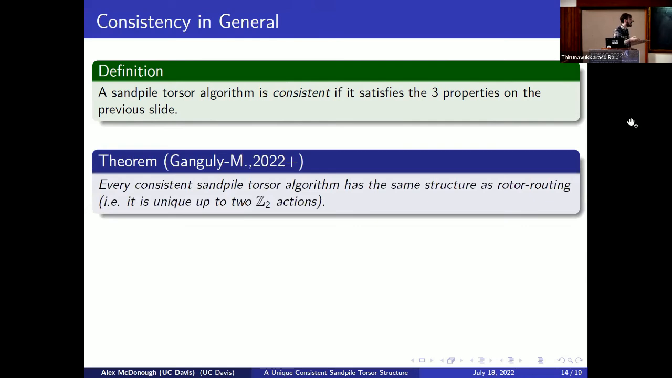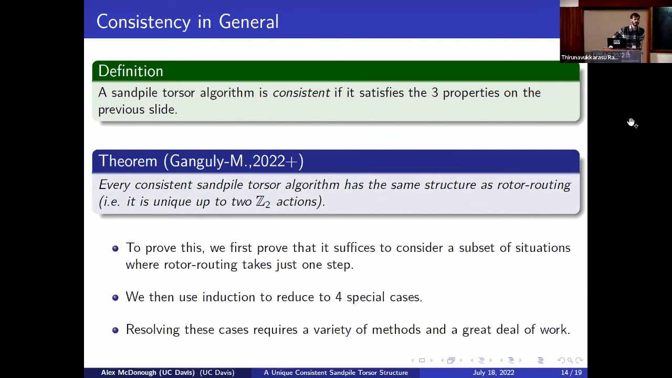So here's the big theorem: in fact, this is a defining property of rotor routing. It's not just a property of rotor routing. Every consistent Sandpile Torsor algorithm is going to have the same structure. And to actually prove this was very challenging. Of any proof I've been involved in, this is the one I'm most proud of.